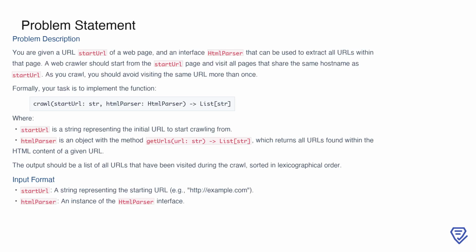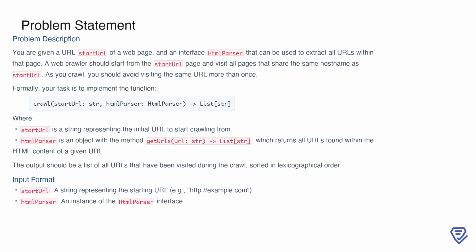In this problem, you're tasked with implementing a web crawler. The crawler begins at a given URL, called Start URL, and uses a provided HTML parser interface to explore the web. The goal is to visit all pages that share the same hostname as the start URL while ensuring that no URL is visited more than once. The crawler will return a list of all the URLs it visited, sorted in lexicographical order.